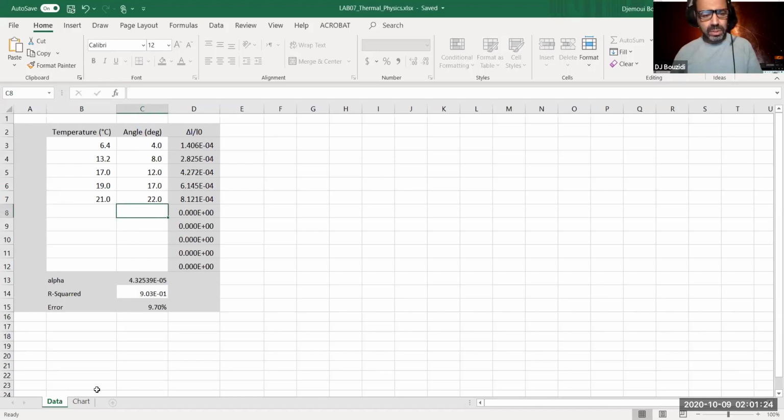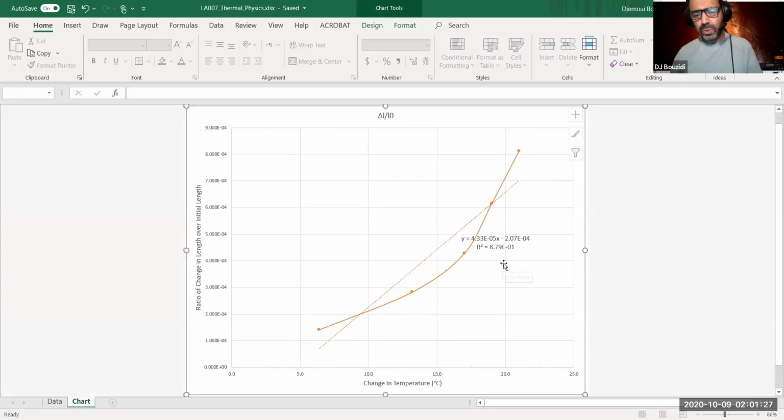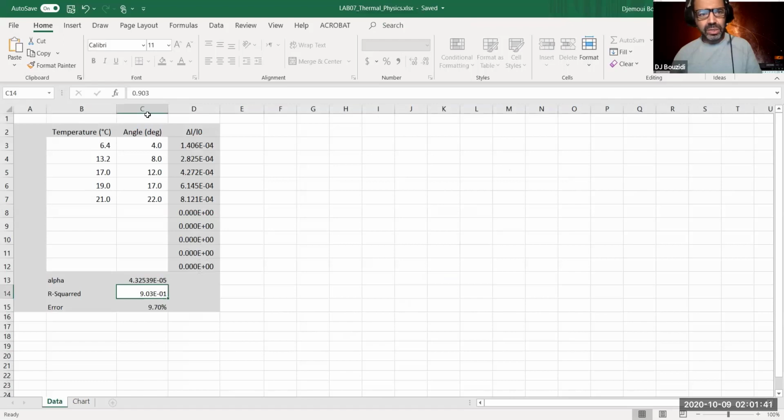Right now the R has dropped to 8.7 because I added another number. Remember, the actual curve is this line, and I'm trying to fit it as a line, and it's not fitting at all. So right now R is 8.79 e negative 1, and the error jumped to 12%. Again, this data is unreliable. Do not use it, do not rely on it, because it doesn't make sense.